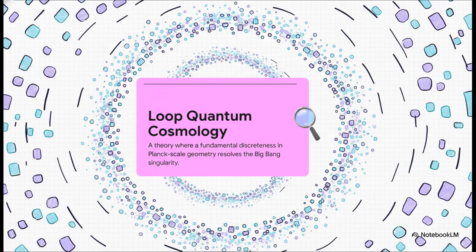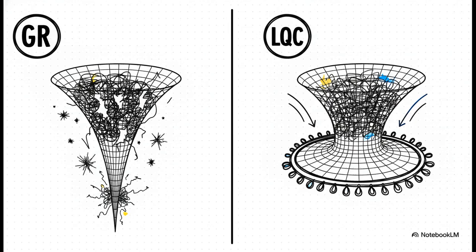Nope, it's pixelated. It's made of these discrete, indivisible quantum atoms of space itself. It has a fundamental graininess to it. So think about it like this. With general relativity on the left, there's nothing to stop that infinite collapse into a singularity.